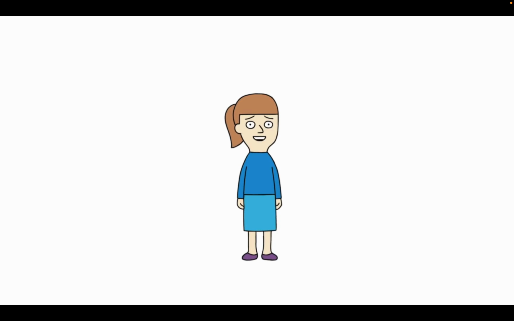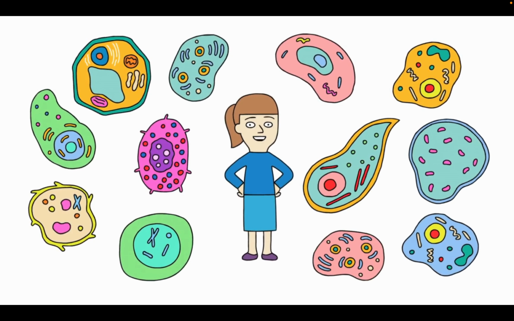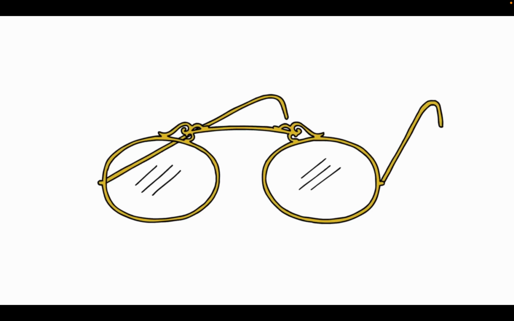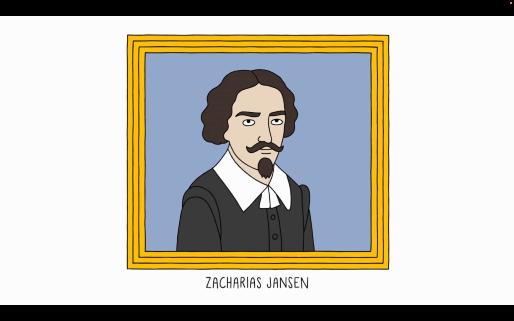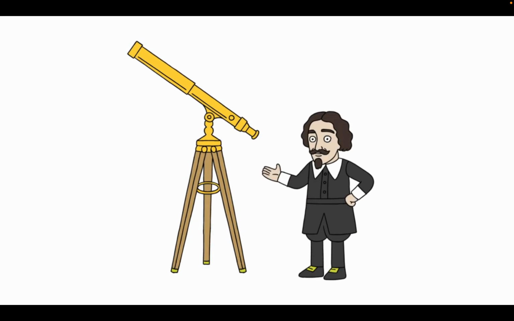To be honest, this all sounds incredibly boring until you dig a little deeper into how the world of microscopic organisms and this theory came to be. It all started in the early 1600s in the Netherlands, where a spectacle maker named Zacharias Janssen is said to have come up with the first compound microscope, along with the first telescope.